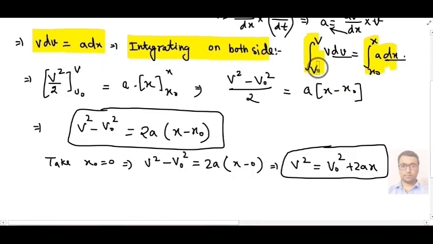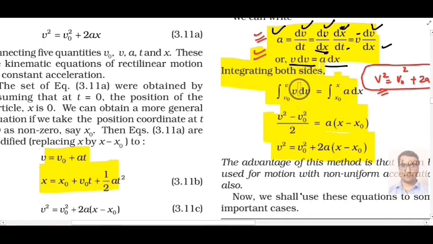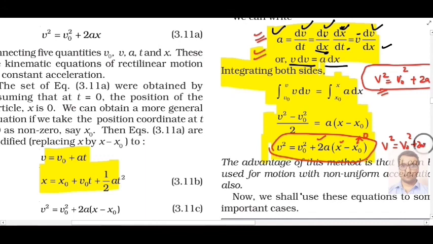Here also you can see the limit is v0 to v, then x0 to x. Then after that, the integration of v is v square by 2. It has directly mentioned that v square minus v0 square upon 2 equal to a times x minus x0. And finally this is your final equation, that is, v square equal to v0 square plus 2a times x minus x0. If you put x0 equal to 0, meaning you are considering the origin and the initial point to be the same, then you can write v square equal to v0 square plus 2ax.